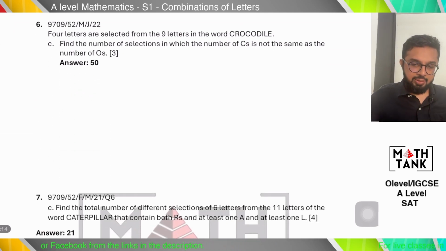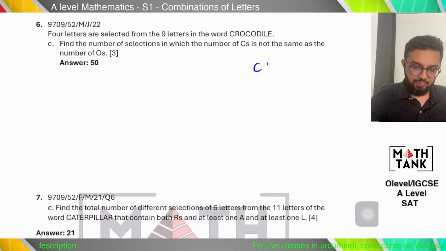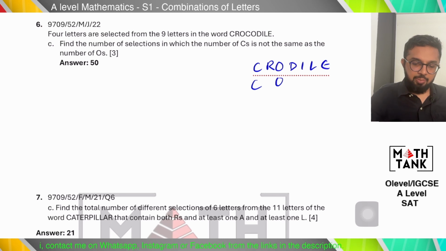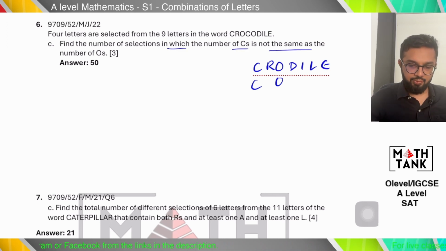Moving on to question number 6. It says 4 of the 9 letters of the word crocodile are selected. Find the number of selections in which the number of C's is not the same as the number of O's.